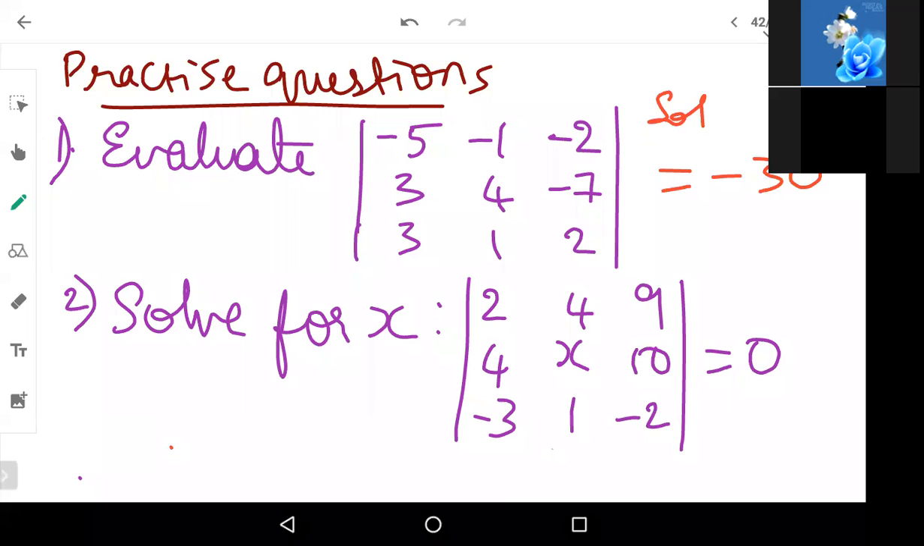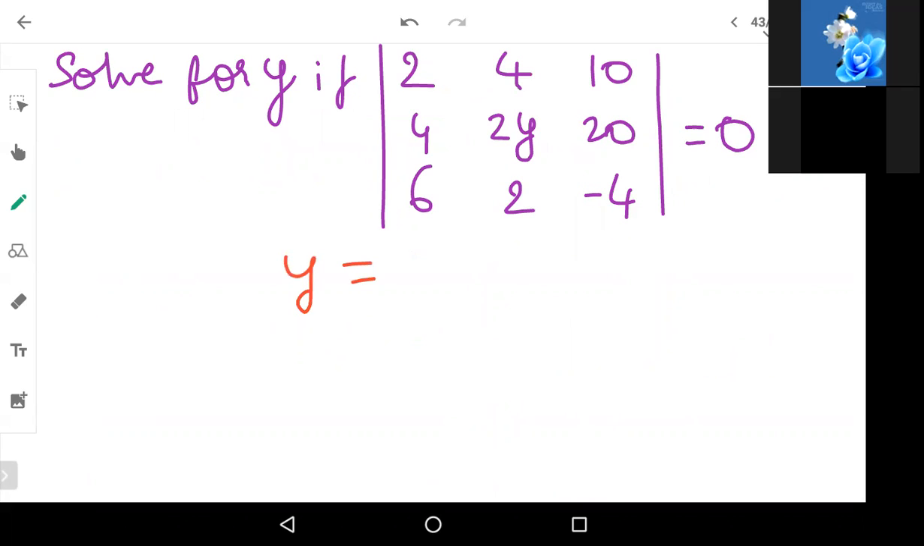The answer for this should be minus 30. Okay. And did you get the value of x? What is the value of x that you got here? 72 by 23. Everybody got this? 72 by 23? Anybody has doubt in this problem? No. Very good. And for this, what is the value of y? Very good. Y is equal to 4. So everybody has solved the problems.